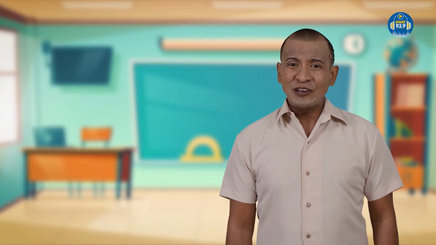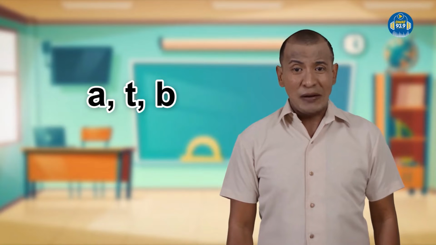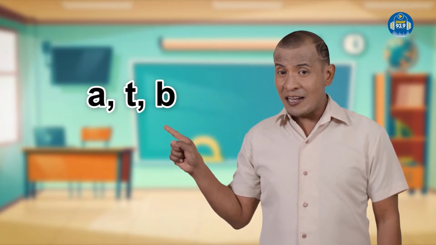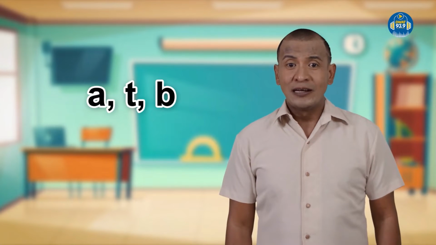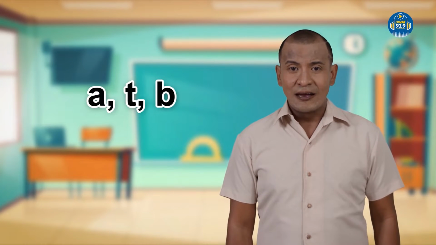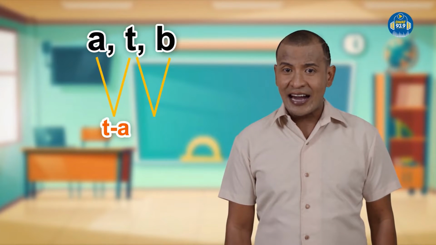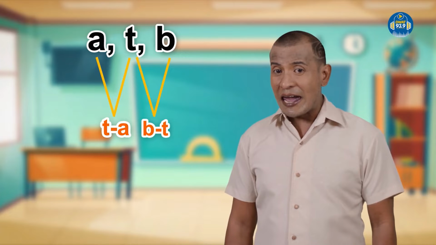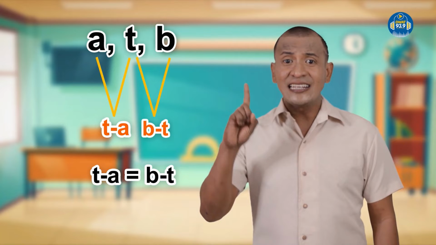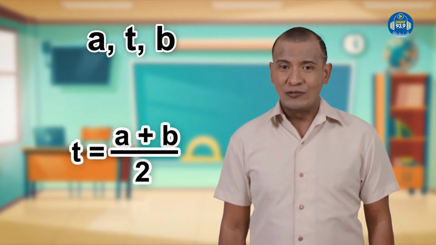Now, if there's only one arithmetic mean that is to be inserted between a and b, then the arithmetic sequence a, t, b is formed. The number t is the arithmetic mean between a and b. Because a, t, b is an arithmetic sequence, it means that t minus a equals b minus t. It follows that t equals a plus b over 2.